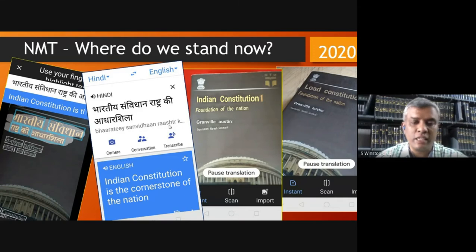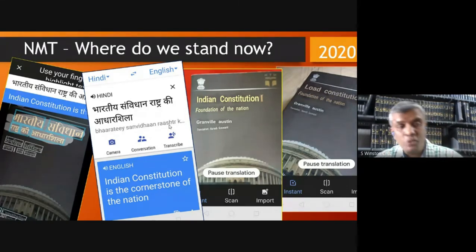So this is a book, Indian Constitution, Cornerstone of a Nation. If I show my phone over that, this is from my own phone, it is showing: Indian Constitution is the cornerstone of a nation. Okay, fine. Indian Constitution, foundation of the nation. It is not exactly coming back to the original, but it is giving me something usable. So I know that this book is about the Indian Constitution and nothing else. It can be the cornerstone, it can be the foundation, whatever.